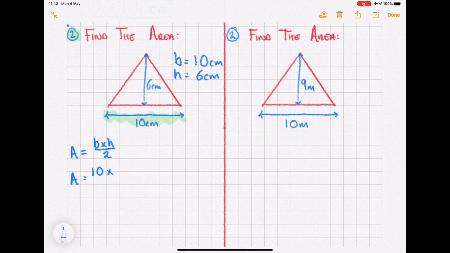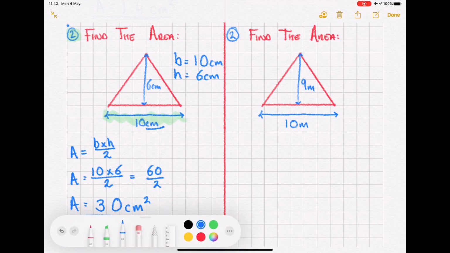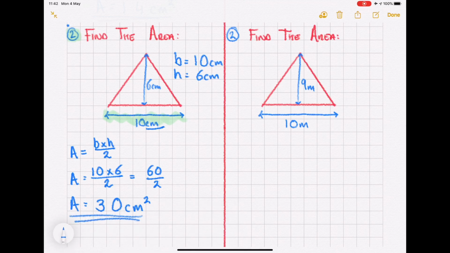And now our next step is to substitute in our numbers for our letters. So area equals 10 times by 6 divided by 2. And now our next step is to do that top multiplication. So 10 times by 6 is 60, and then we keep it over 2. And now our last step is to do this division. So 60 divided by 2 is 30, and it's centimetres squared for the units, squared because it's an area, centimetres because we're working in centimetres. So that's our final answer.